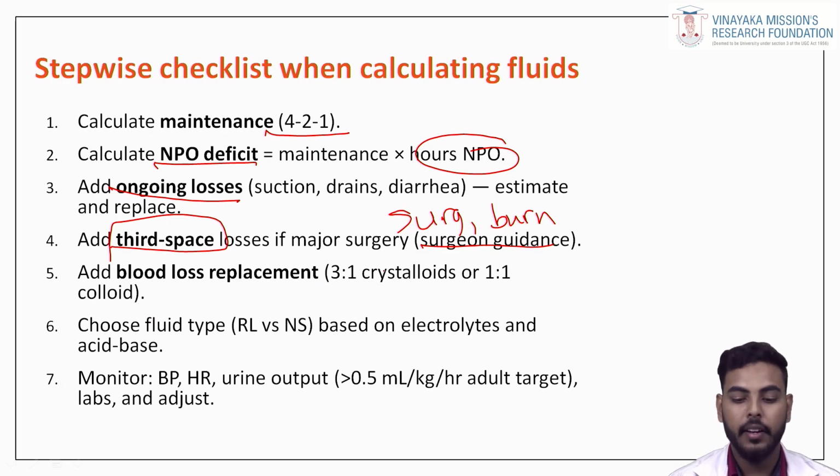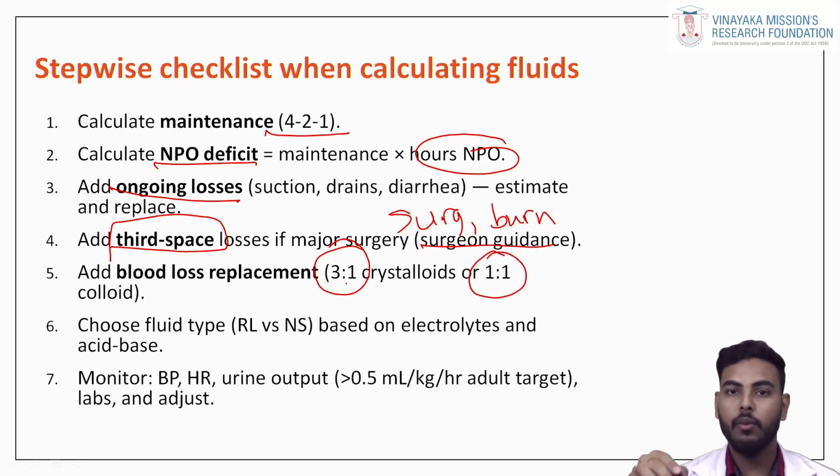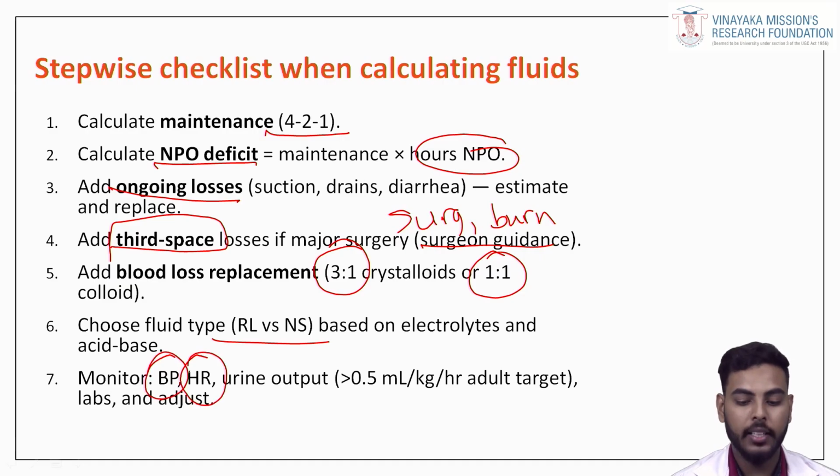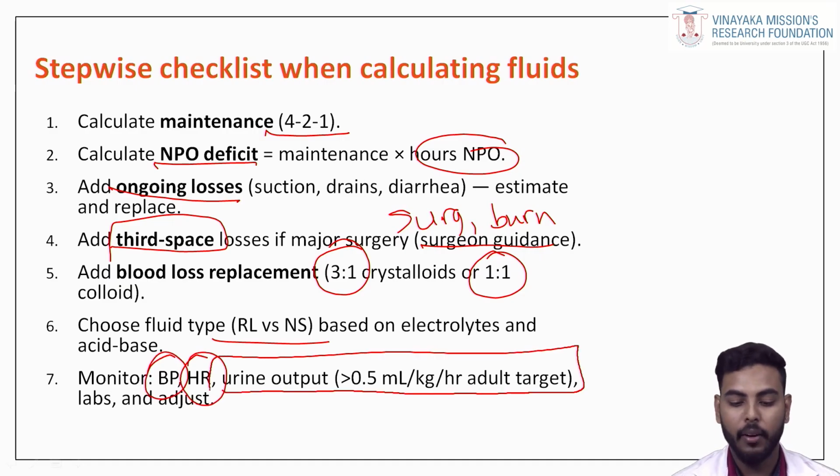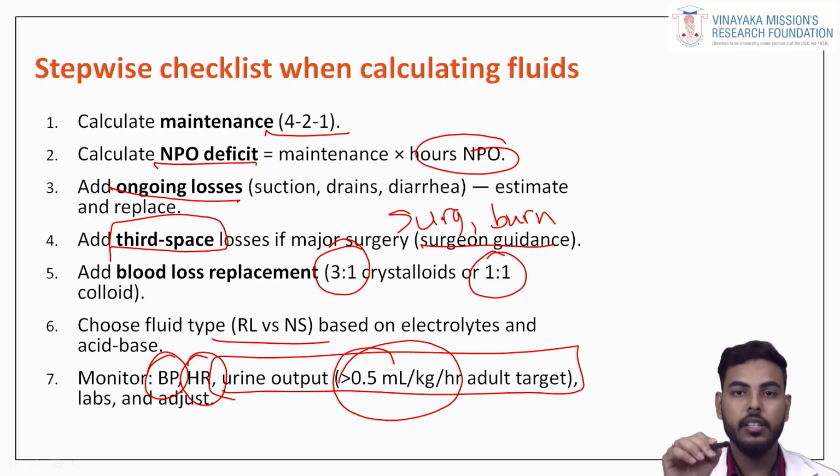Okay, then add the blood replacement. So blood replacement uses the 1:3 for crystalloids and 1:1 for colloids. Then we have to choose the fluid type according to the tonicity or based on the phases of perioperative management, that is RL versus NS, based on the electrolytes and acid-base disturbances. And finally we have to monitor the patient's BP, heart rate, urine output. This is an important thing we have to monitor in the postoperative phase also. Urine output should be more than 0.5 ml per kg for the patients. So always remember urine output while measuring fluid status.